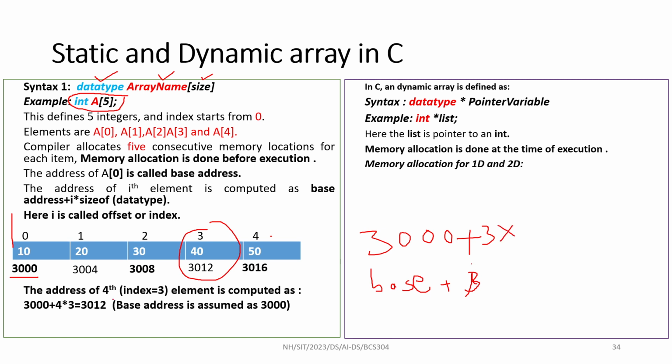Then how many bytes are taken by the system to store each and every element? That is 4. In general, it is size. So the formula is base plus I value, that is the index value, into size. 3000 plus 12, that is 3012. So you'll get the address of that element using this formula.